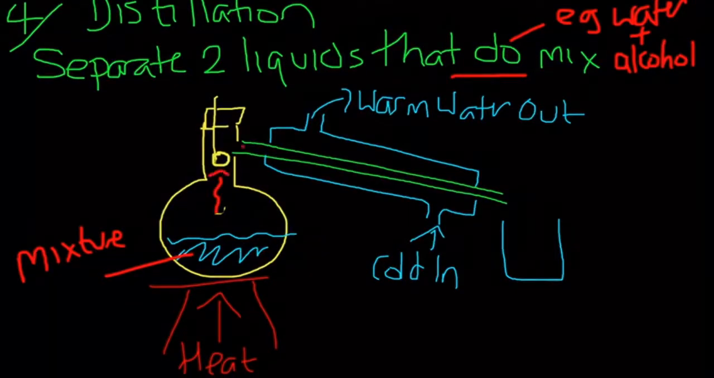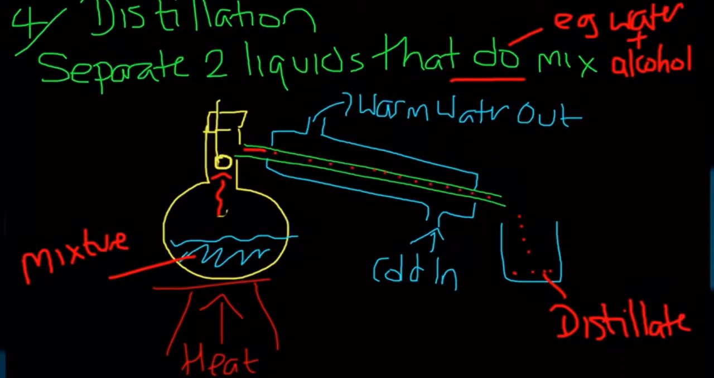When the mixture is heated, one of the liquids with the lower boiling point will evaporate. It then passes down through the inner tube and condenses. And as it condenses, the liquid that is formed is called the distillate and it will be collected in a container. The water in the Liebig condenser has helped condense the gas into a liquid.